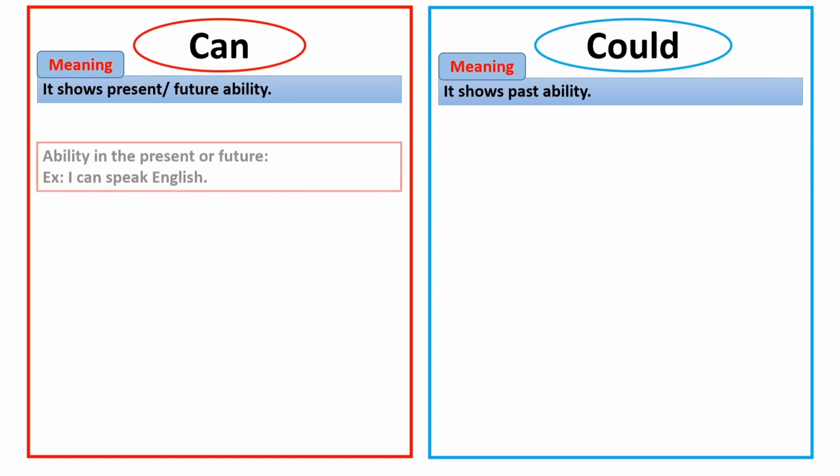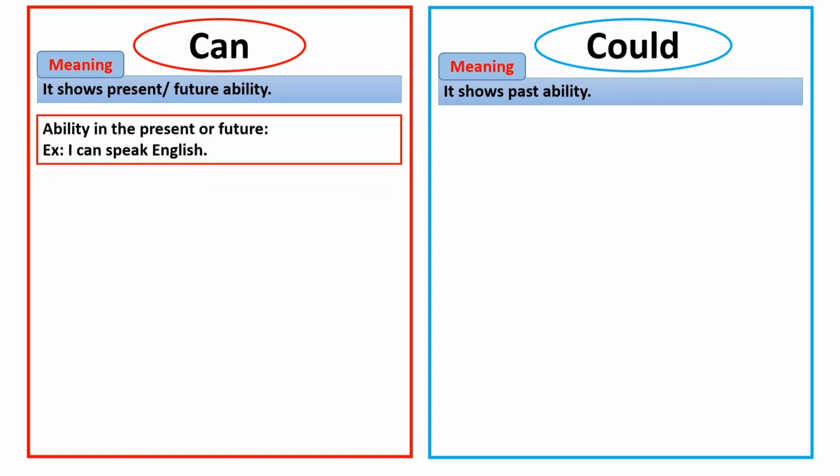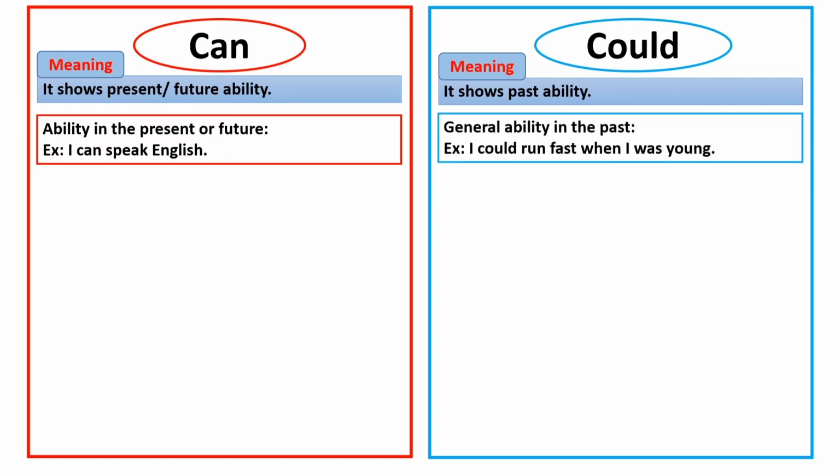For example, I can speak English. It means I have the ability right now. But I could run fast when I was young. It means it was in the past and he is not able to run fast anymore because it was just an ability that he had in the past.